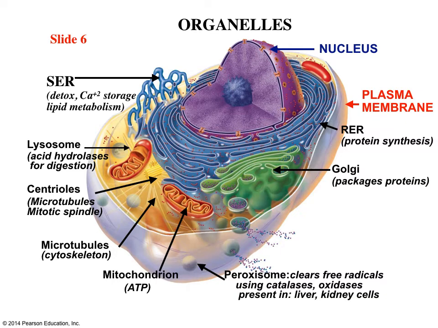Peroxisomes are more specific to liver and kidney cells. They contain catalases and oxidases. If that doesn't sound familiar to you, if you haven't had chemistry, don't worry about it. But please know peroxisomes clear free radicals. Free radicals are byproducts of chemical reactions that could cause harm to the cell. Again, peroxisomes are more specific to liver cells and kidney cells.